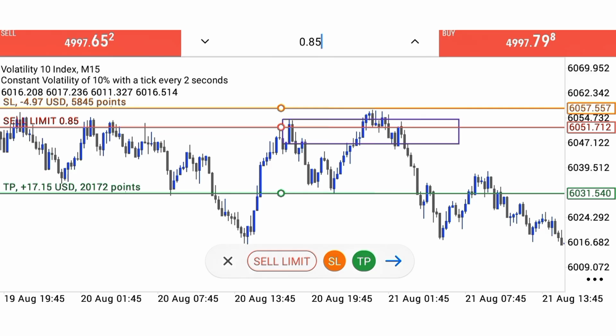Just $0.03 from our risk. Our risk is $5, but now we are going to risk 4.97 to get $17.15 for this trade. So that's how beautiful a supply and demand trade can be.